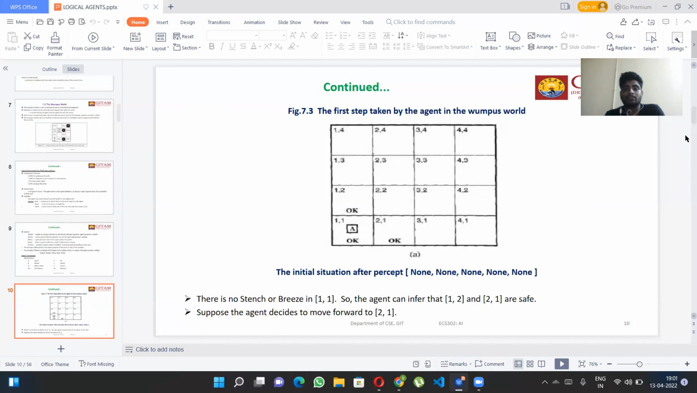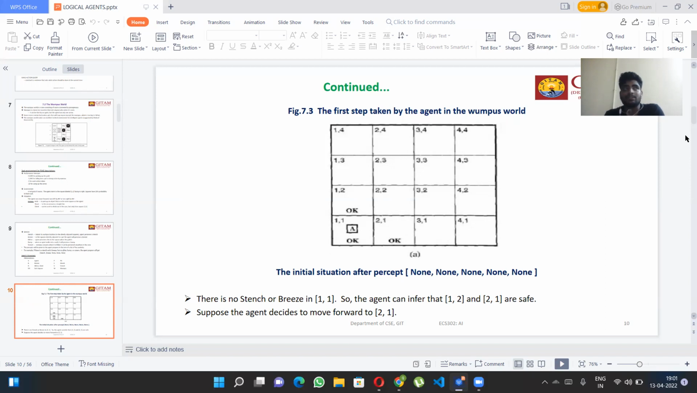In this stage, there is no stench or breeze in 1,1. Since there is no stench and no breeze there, the agent can move to 1,2 or to 2,1, the squares beside it. We can simply say that if there is no stench or breeze in 1,1, then there is nothing in 1,2 or 2,1, the neighboring squares.